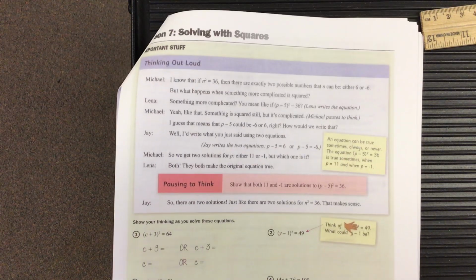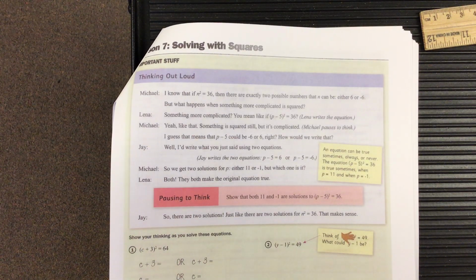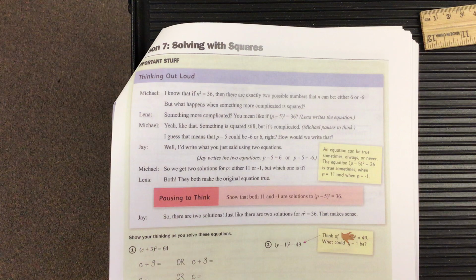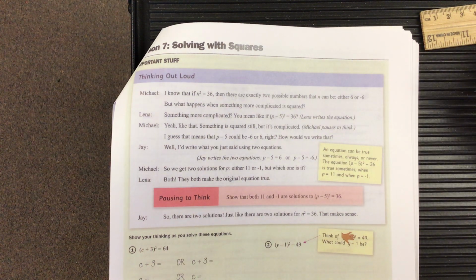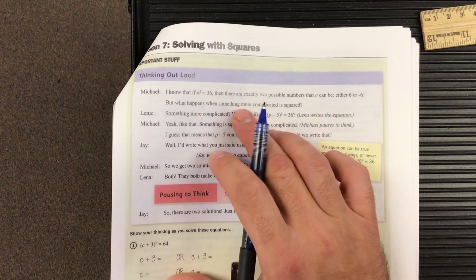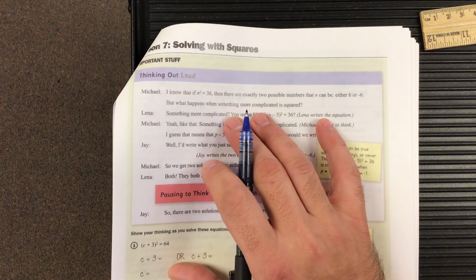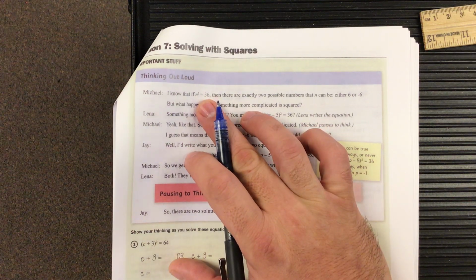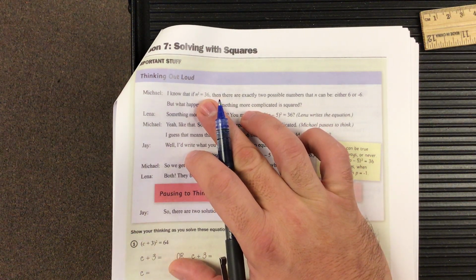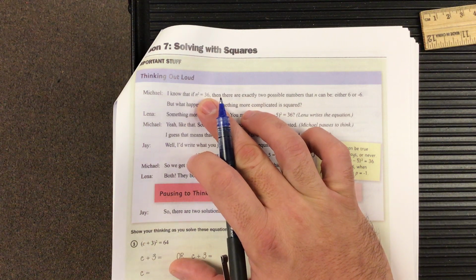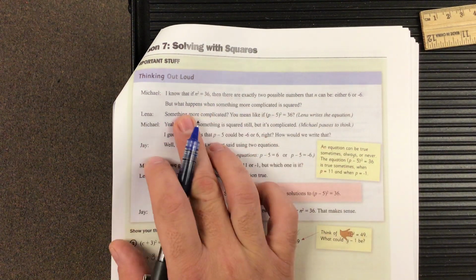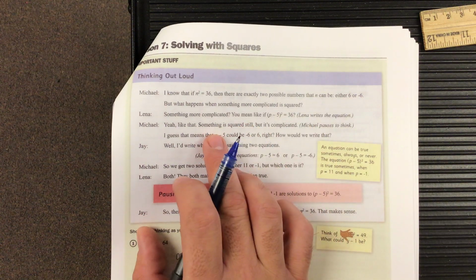All right, so we're starting on 33. Michael says, up on top here, the thinking out loud portion, that if n squared is 36, there are exactly two possible numbers that n can be, 6 and negative 6, because 6 times 6 is 36, and negative 6 times negative 6 is 36.